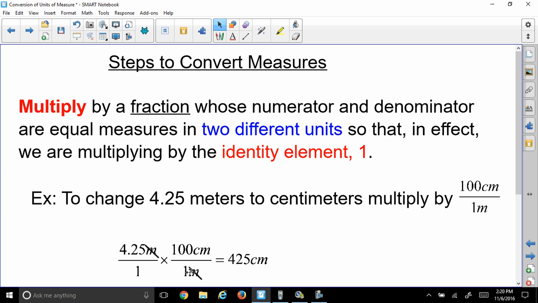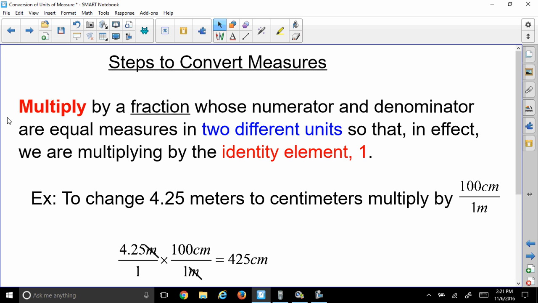And the reason is because I want the meters to cancel out here, so the m's cancel out, leaving me with centimeters on the top. So all I would have to do is multiply 4.25 times 100 centimeters, and that would give me 425 centimeters with a 1 on the bottom, which is still 425 centimeters. So the object is to try to cancel out the items or the measures from the numerator and the denominator, leaving you with that measure that you want for the top.